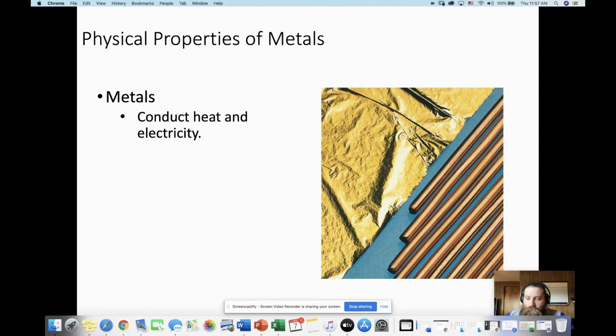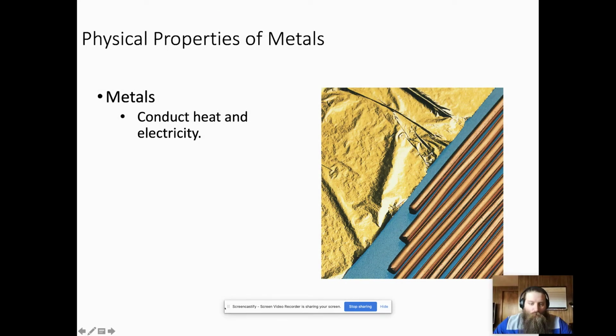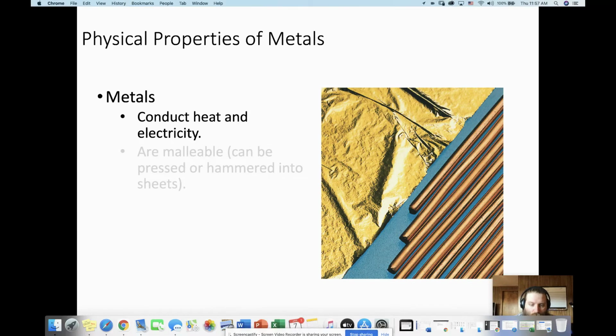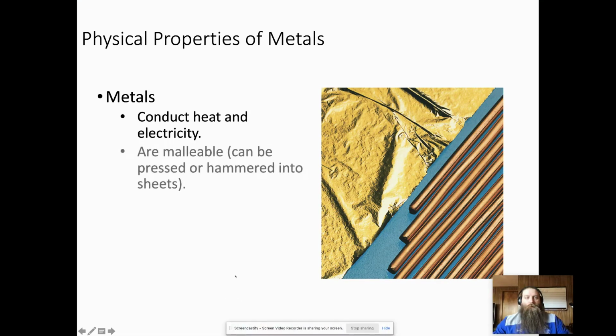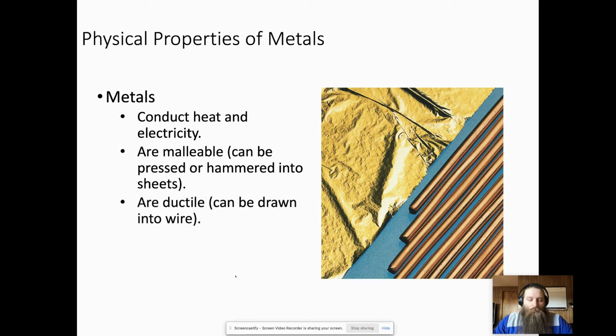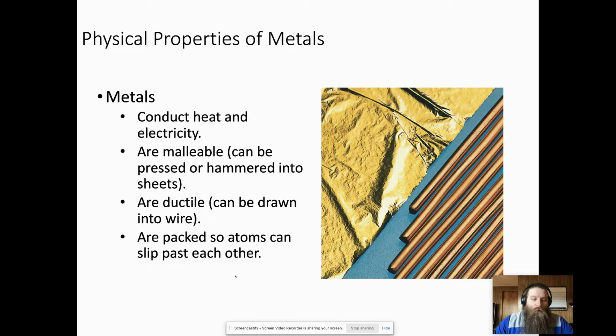All right, so let's finish up the second part of chapter 23, and look at the physical properties of our metals. A lot of this you probably are going to remember from first year chem. Metals conduct heat, they conduct electricity well, they're malleable, they're ductile, they can be drawn into a wire.